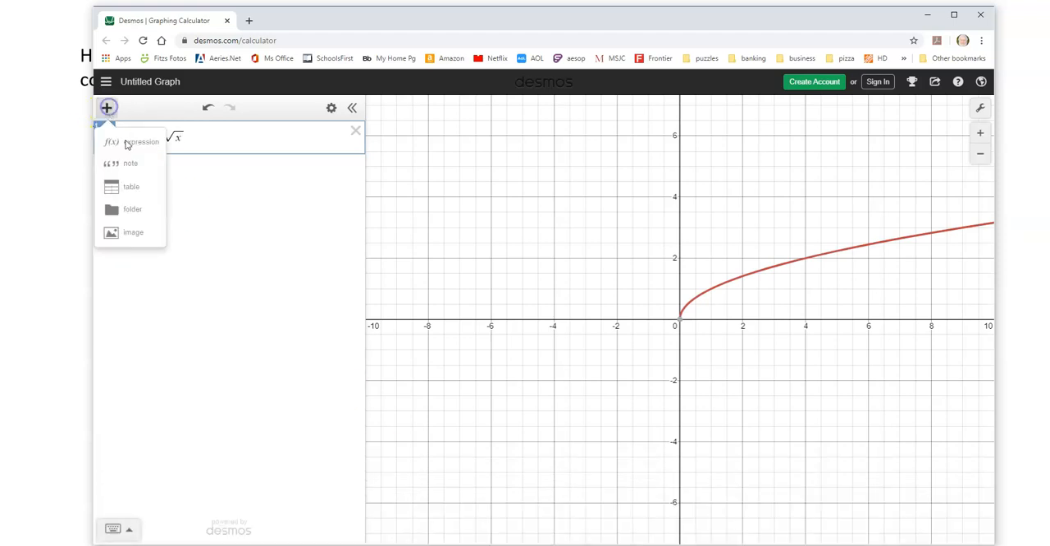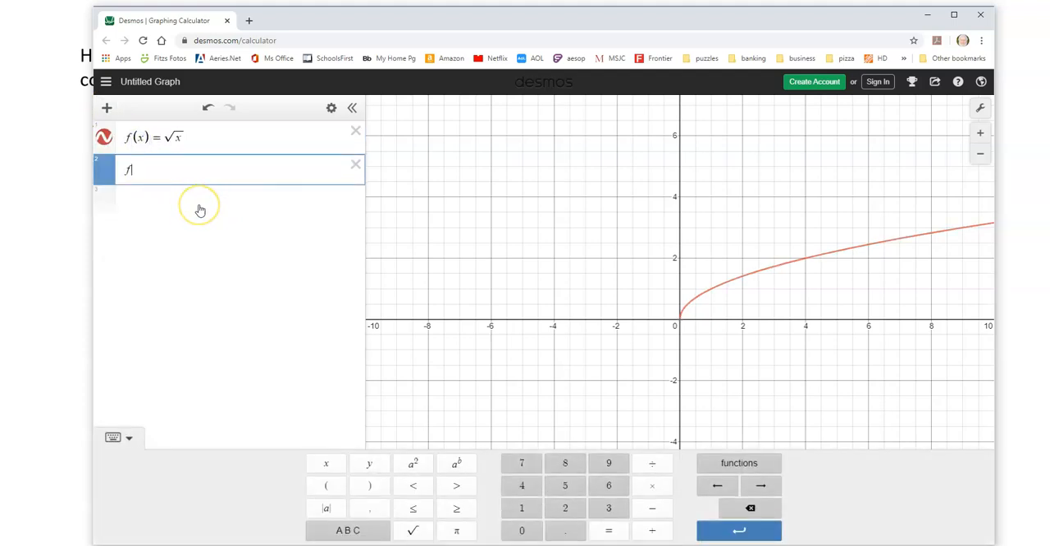So now we go and add a function. We're going to add an expression. And we have f of x equals, and again we have the square root of x. But now we're going to put a plus 3 on the end. So there's our new graph.